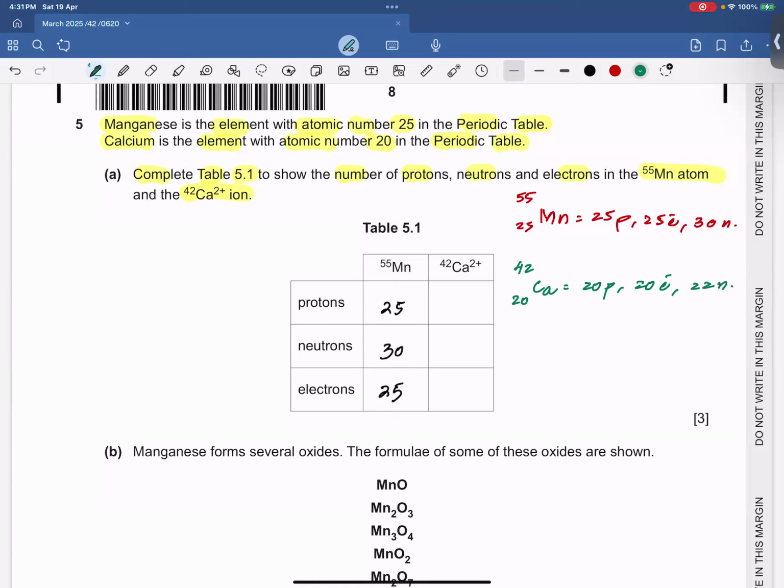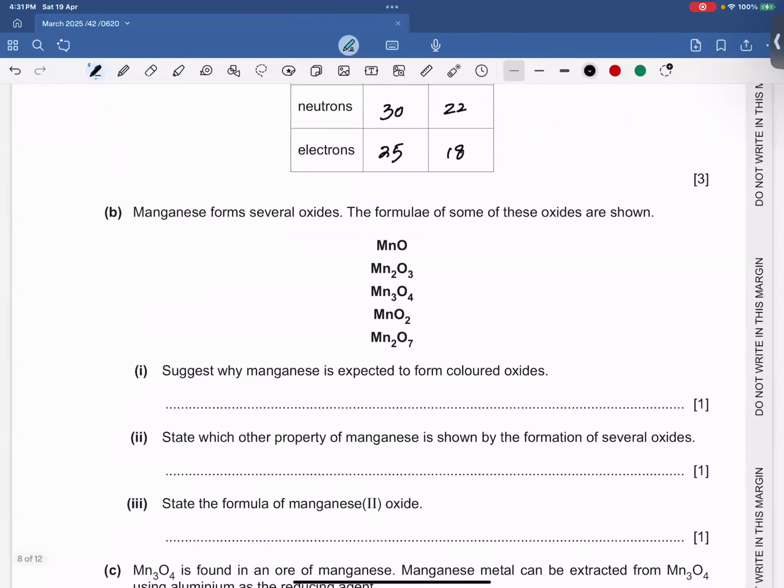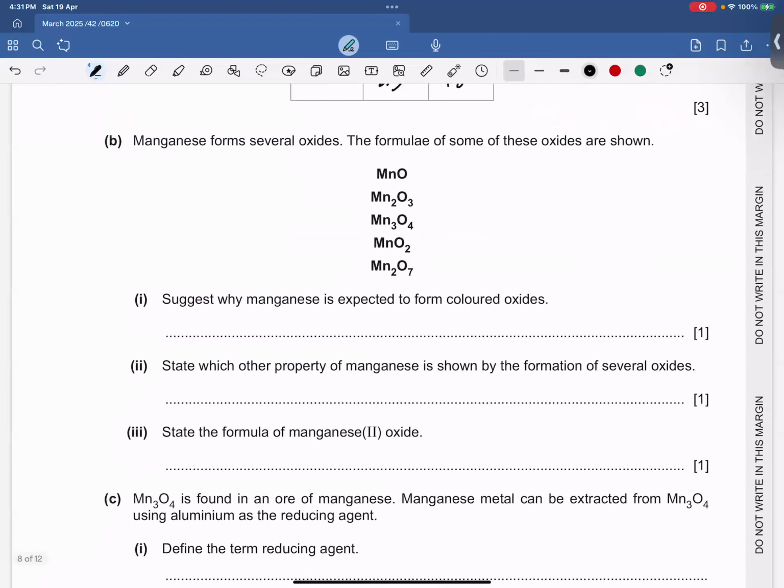The number of protons will remain the same because protons are found in the nucleus. The number of neutrons will remain the same, there is no change in the neutron number because they are found in the nucleus also. But since calcium has a 2 plus charge, it means 2 electrons are lost. So if we have a total of 20 electrons and 2 electrons lost, obviously 18 electrons are left in the calcium ion. I hope it makes sense to you. That's an easy piece of information.